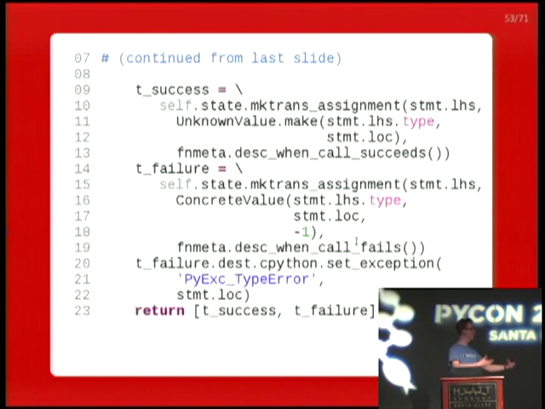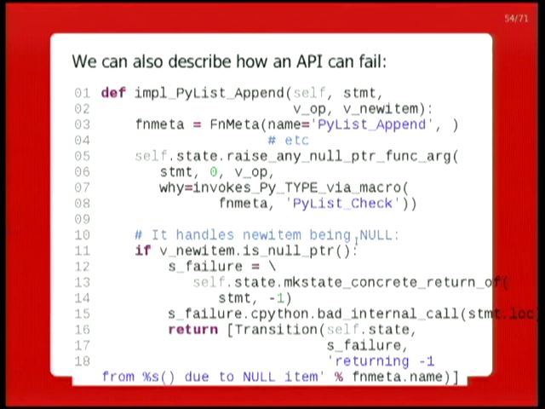Here are the two transitions. We have a success transition and this failure transition. And that's how I've implemented pluggability for describing an API. Unfortunately, it's procedural. I wish now it was declarative. Maybe there's a way of fixing that. It's not going to be Lisp. And so, for example, that's how the description of failure happens for PyList_Append.